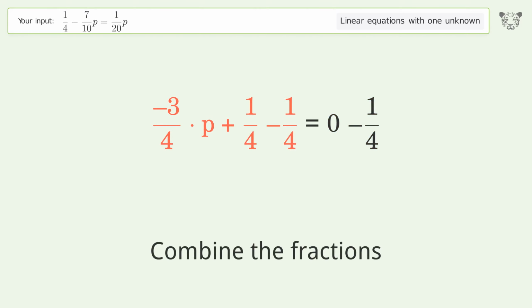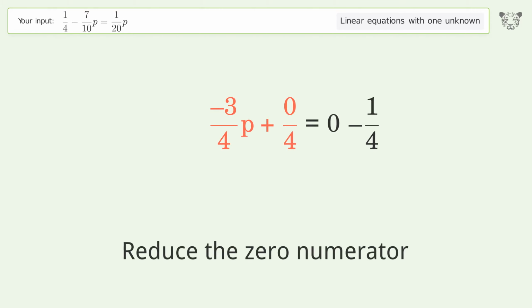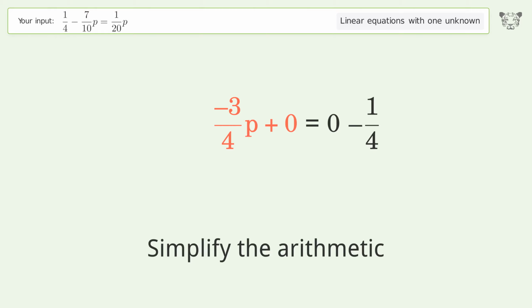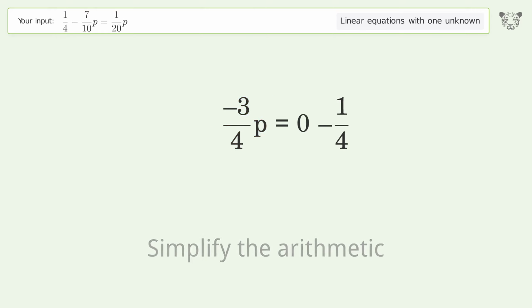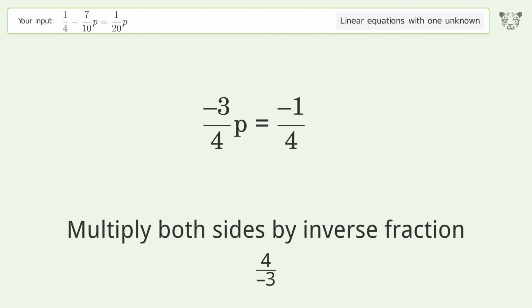Combine the fractions. Combine the numerators. Reduce the zero numerator. Simplify the arithmetic. Isolate the p. Multiply both sides by inverse fraction 4 over -3.